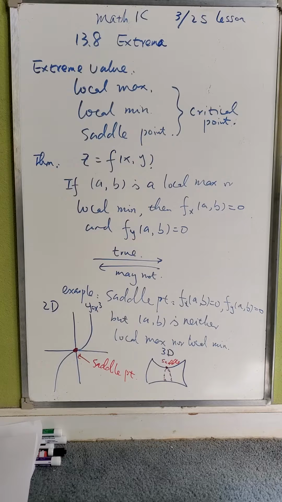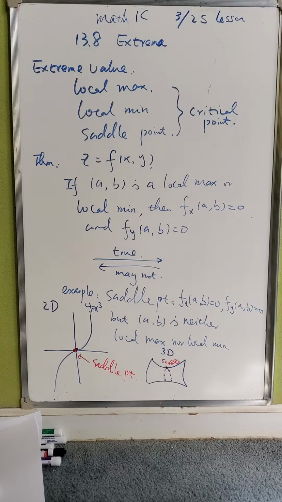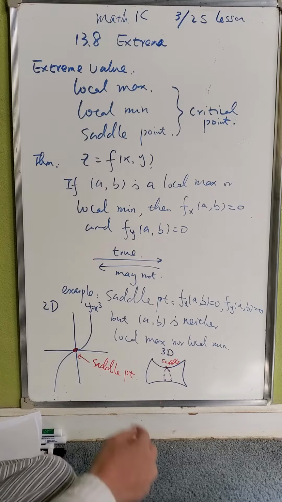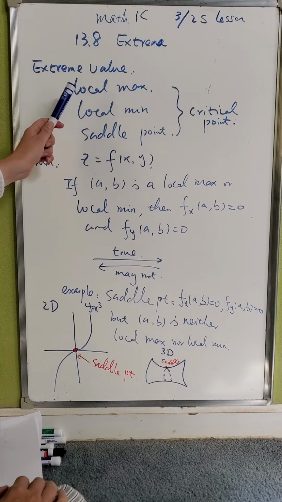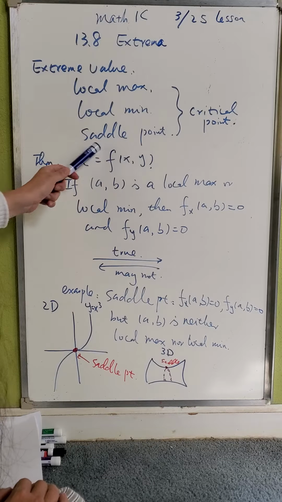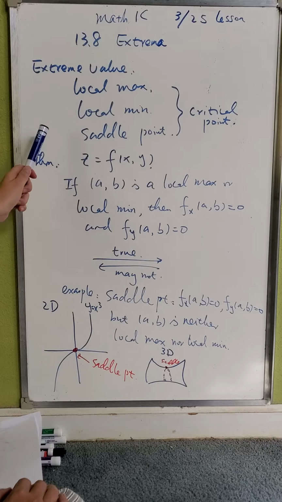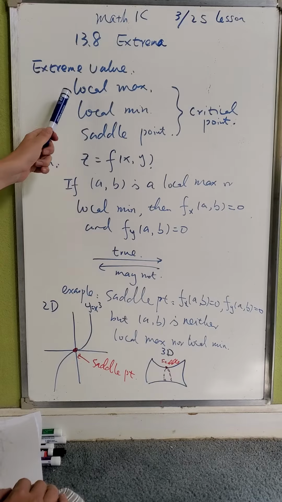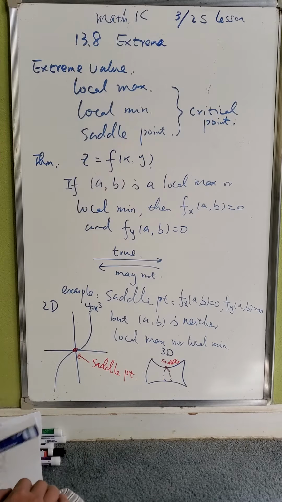For today's lesson, we're going to do 13.8, and this is a long lesson, so I may have to break it into two parts. In 13.8, we learn about extreme values. We learned that in 1A first, two-dimension extreme values. We learn about local max, local min, and saddle point, and there's an absolute also, but we don't learn absolute until later on. All the local max, local min, and saddle point together we call the critical points.